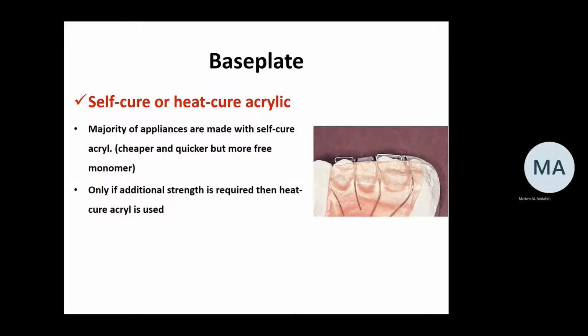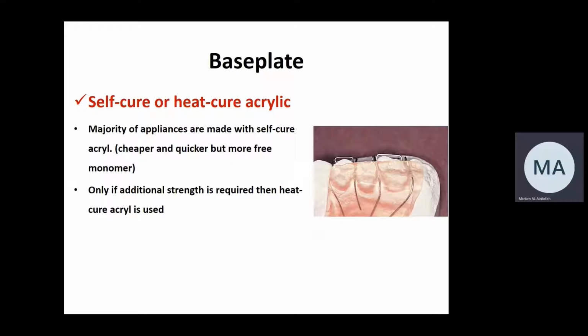Now, the base plate is usually made of self-cure acrylic because it's cheaper and it's quicker to be made, although there is more free monomer. And the reason why we choose self-cure acrylic for the majority of our removable appliances is because these appliances are usually made to be used for a very limited time.